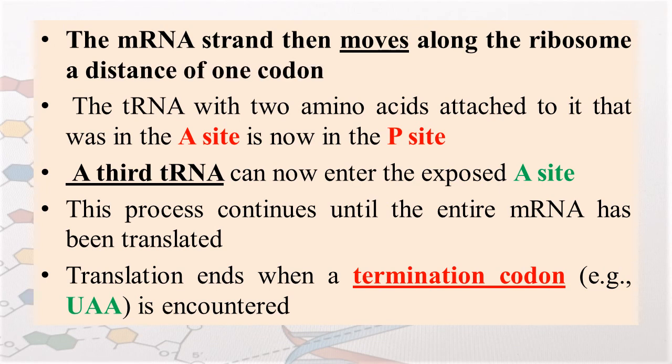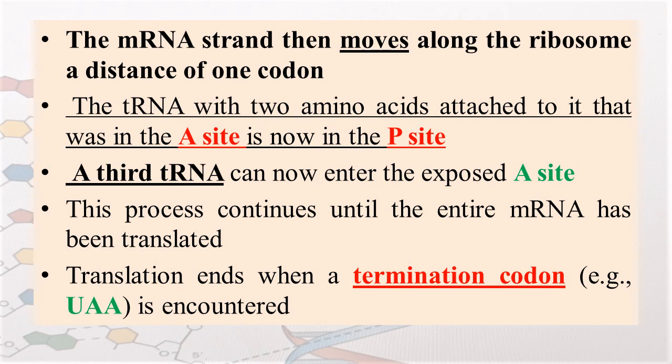The messenger RNA strand then moves along the ribosome a distance of 1 codon. Transfer RNA with 2 amino acids attached to it, which was in the A site, is now in the P site. Do you understand, students? A third transfer RNA can now enter the exposed A site, and this process continues until the entire messenger RNA has been translated.